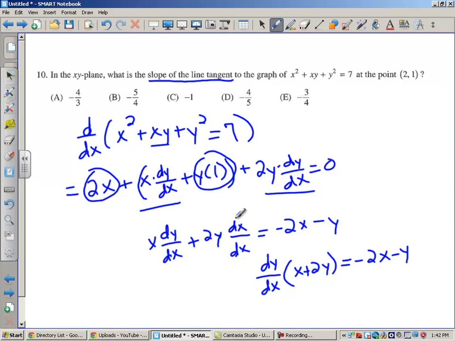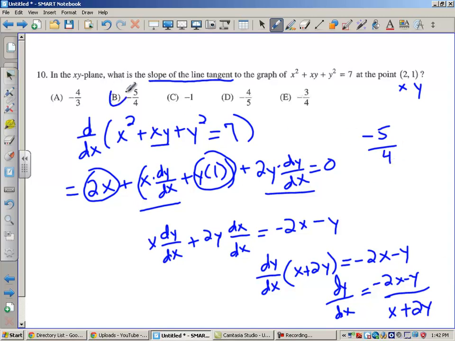And then at this point I'm going to divide both sides by x plus 2y, and I will get that dy/dx is negative 2x minus y all over x plus 2y. So there is our derivative. So now we're going to plug in the point (2, 1): 2 in for x and 1 in for y. So I'll get negative 4 minus 1, which is negative 5, over 2 plus 2, which is 4. It's negative 5 over 4. And there's our slope.